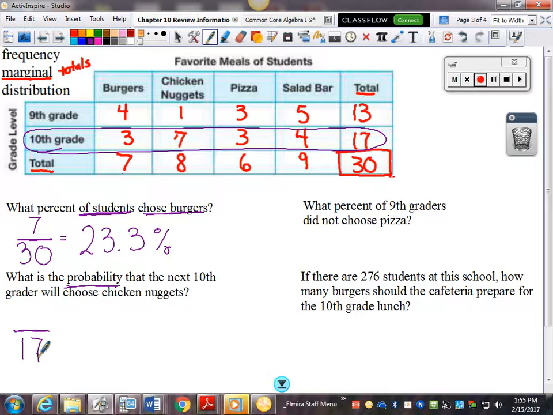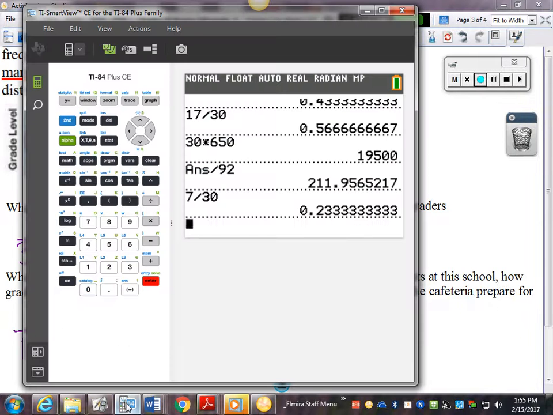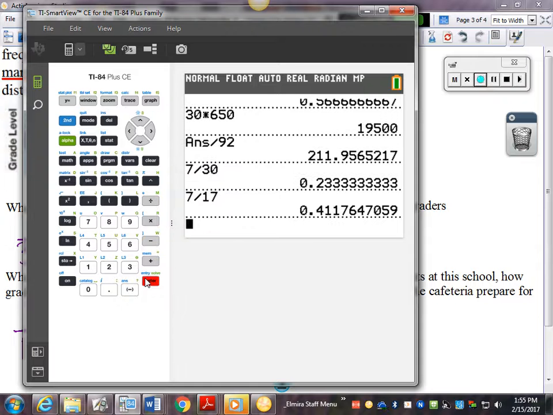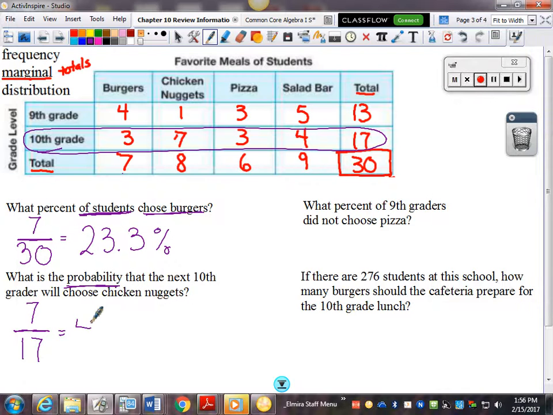And we want to know if they're going to choose chicken nuggets. So 7 out of 17 have already chosen chicken nuggets. The point is, if that seems to be how things are going, then the chances are 41.2% that the next 10th grader that comes through the line is going to choose chicken nuggets.